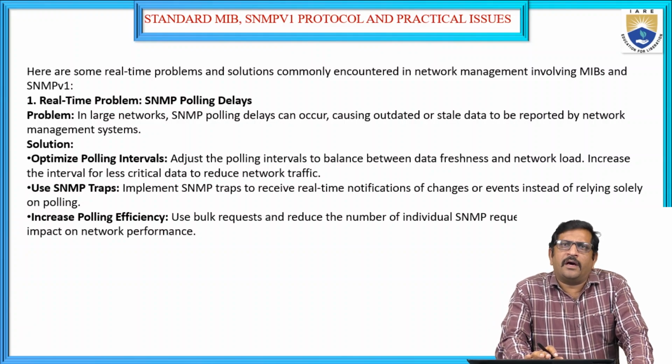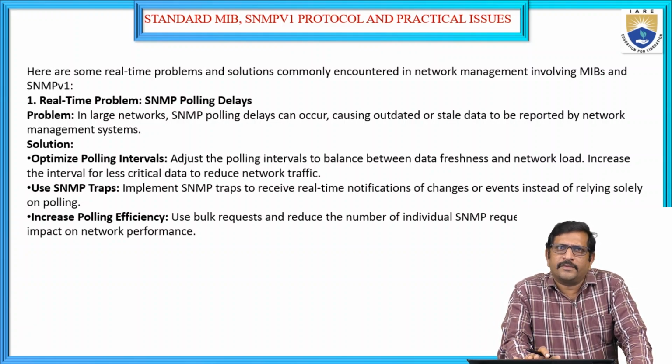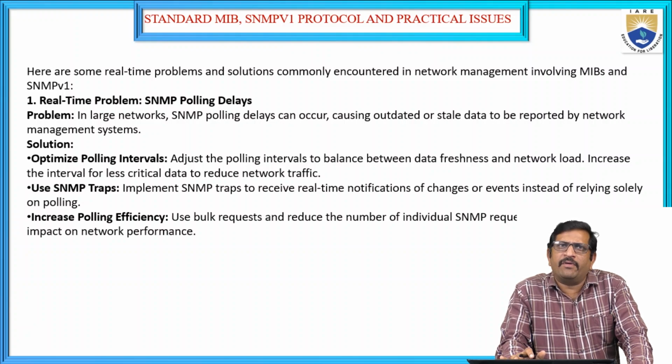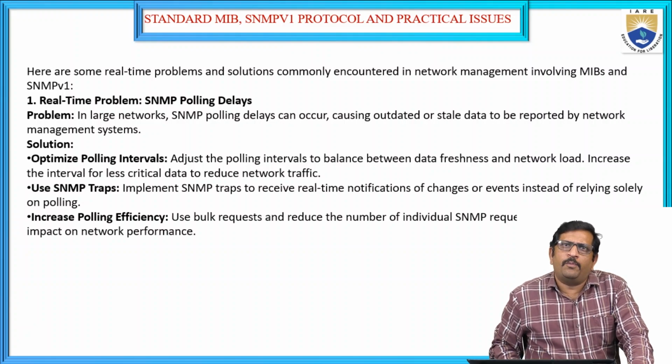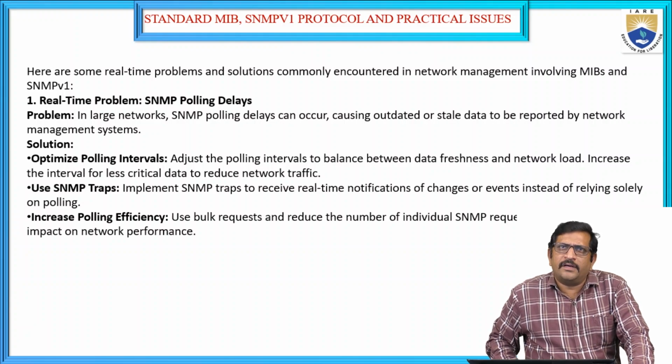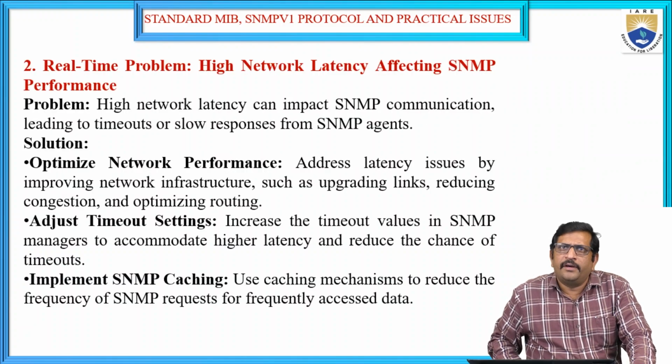The real-time problem is SNMP polling delay. In a large network, SNMP polling delays can occur, causing outdated data to be reported by the network management system. The solution is optimizing the polling intervals, using SNMP traps, and increasing the polling efficiency. By these techniques, the polling delay can be resolved.